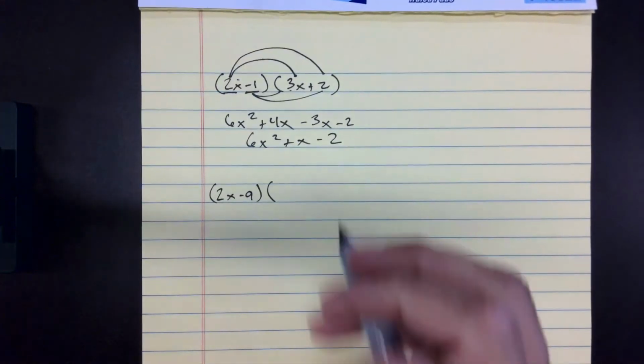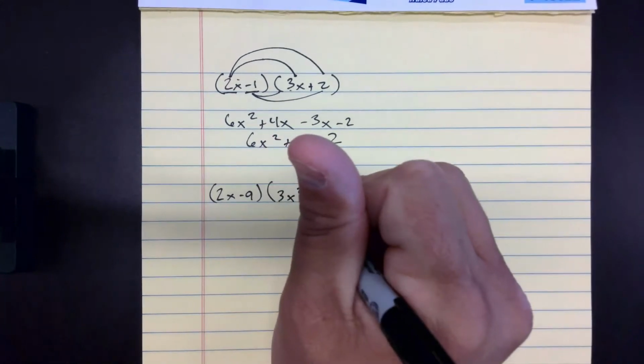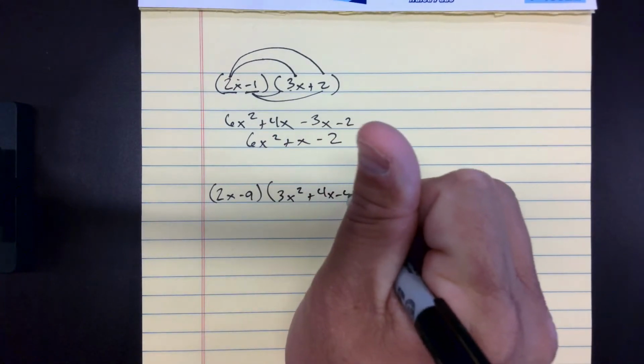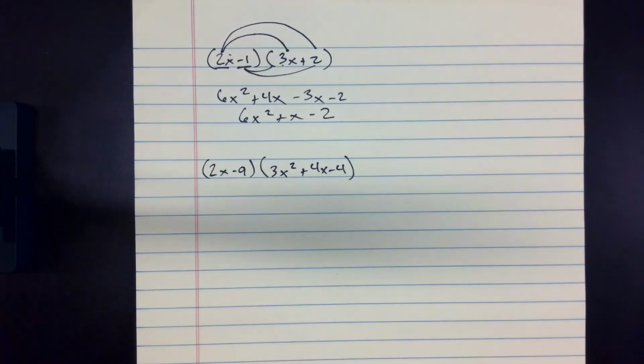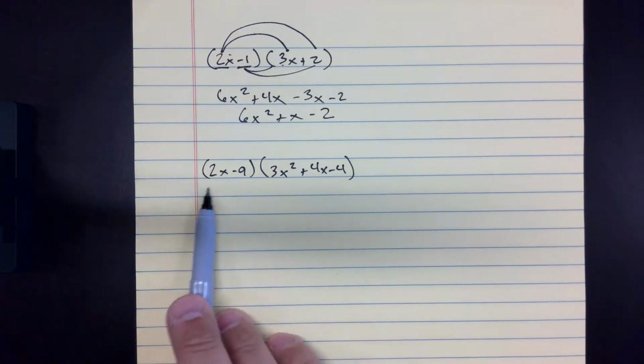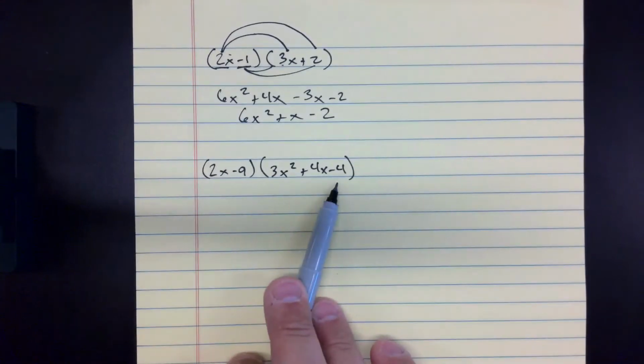So if we have a binomial times a trinomial, we can't FOIL. Why can we not FOIL? Who could tell me why I can't FOIL that? Because there's 3 on the one. Yeah, because it's a trinomial, right? Foiling only works when it's a binomial times a binomial. So here we go. In this case right here, we have to use the double distribute method.